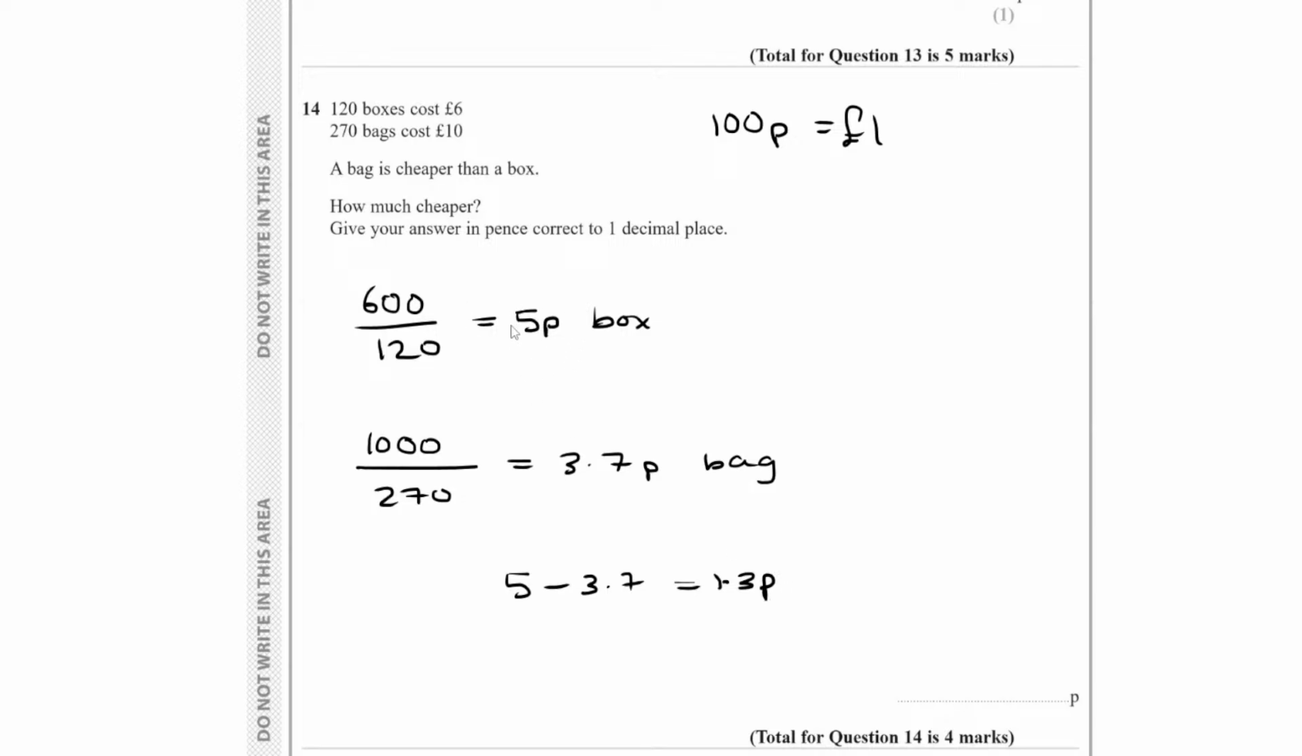You might have used pounds here, which is fine. And then just make sure you do convert it into pence at the end if you've done it that way. That's also fine, but make sure you give your answer in the correct format at the end.